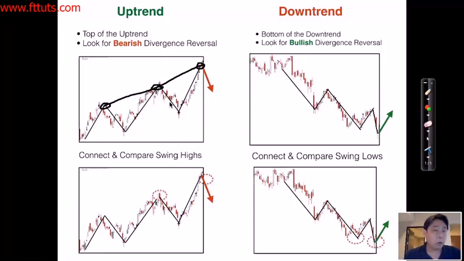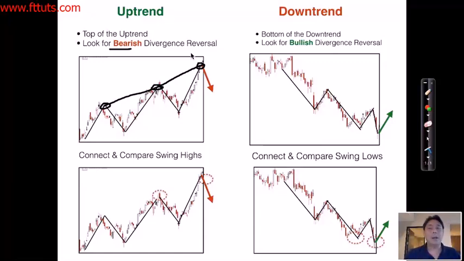Just understand at this point of time that for bearish divergence, we look for them at the top of uptrends, number one. And number two, we will connect and compare swing highs in order to spot these divergence patterns. All right, so just hold that thought for a while.